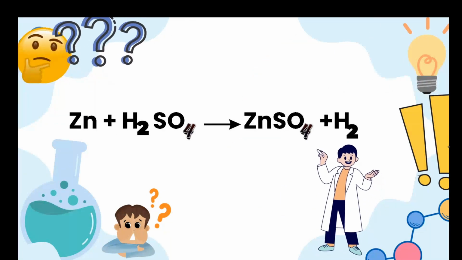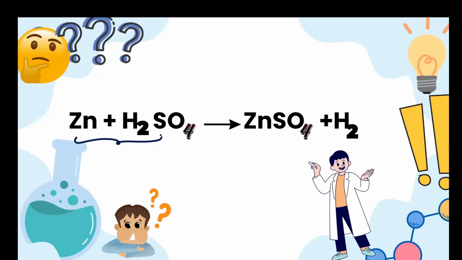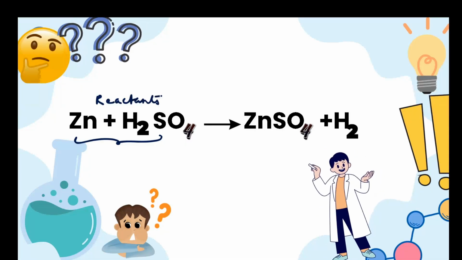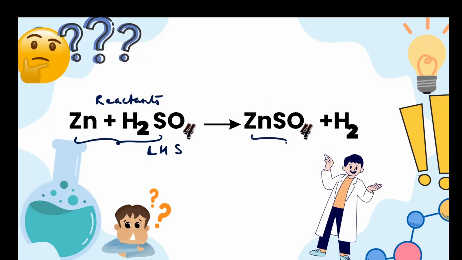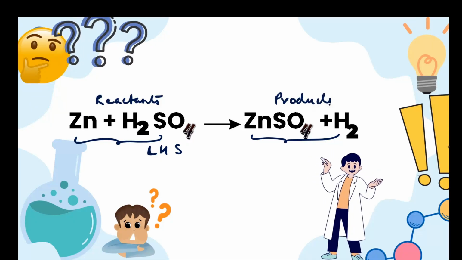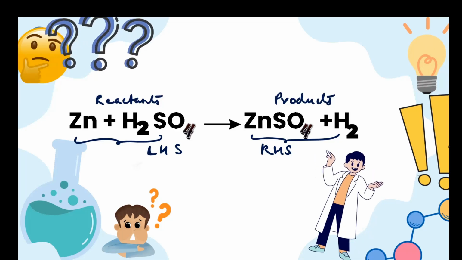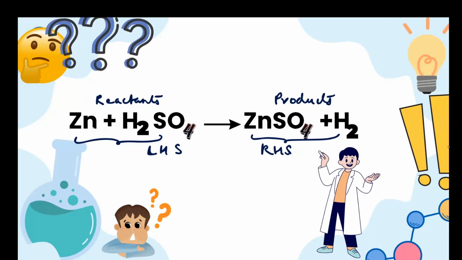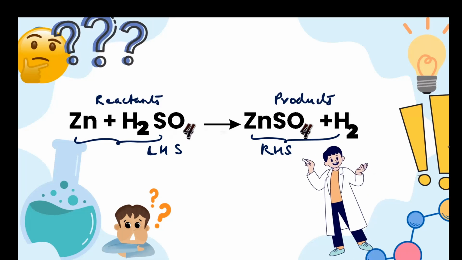Okay, so we'll take the example of zinc reacting with sulfuric acid. Now remember, the reactants will always be written on the left hand side. And then here zinc sulfate and hydrogen is formed. The products will always be written on the right hand side. Okay, so this is a molecular equation which is showing the number of atoms of zinc reacting with sulfuric acid to form zinc sulfate and hydrogen.